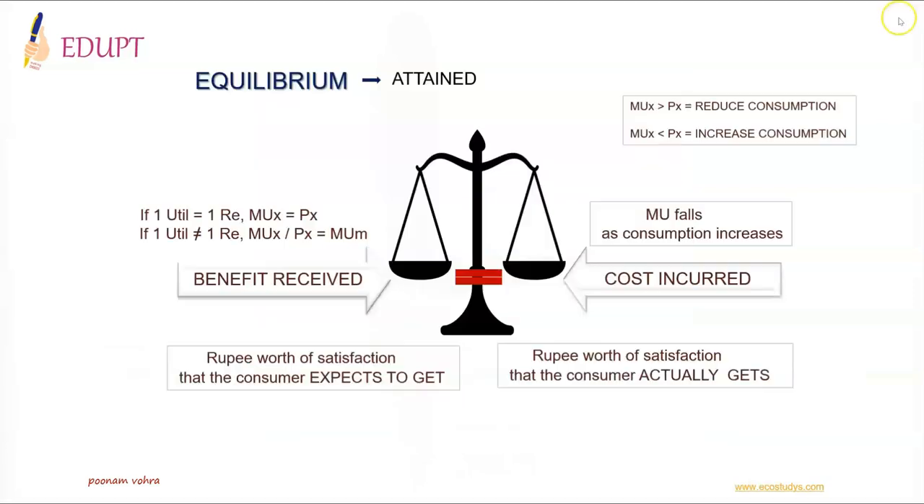Let's begin. You have already understood that equilibrium gets attained when marginal utility of commodity X is equal to price of X, assuming 1 util is equal to 1 rupee. And marginal utility of X divided by price of X is the same as marginal utility of money when 1 util is not equal to 1 rupee. After having understood the process of equilibrium, let's now understand the same with the help of a tabular presentation.